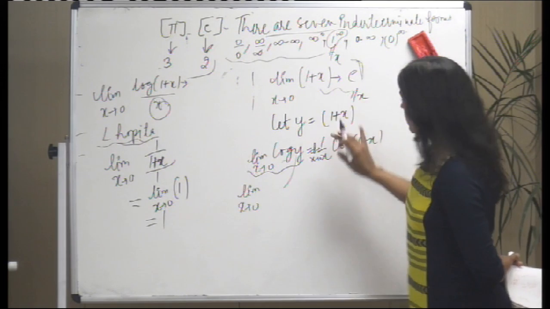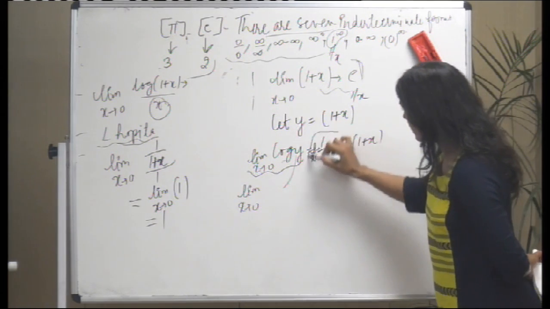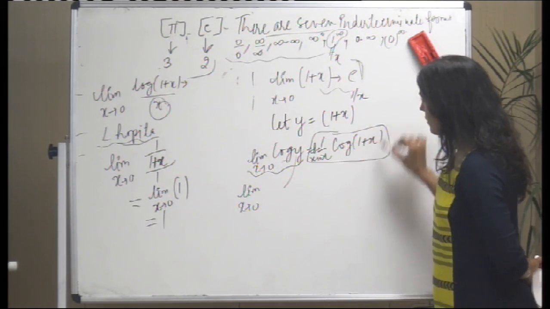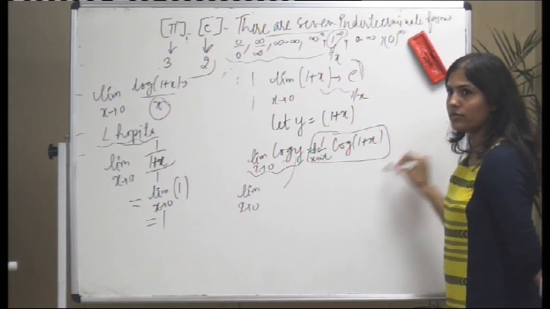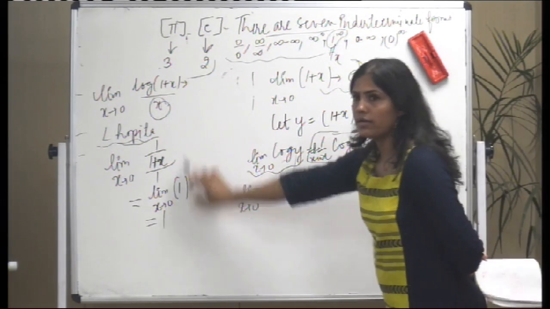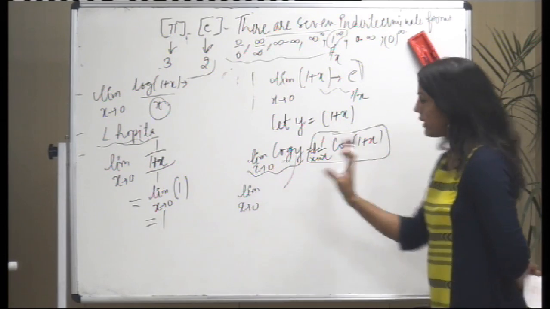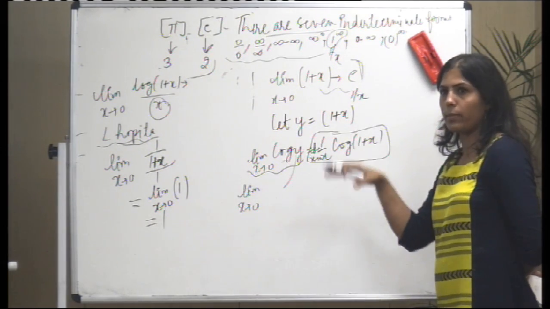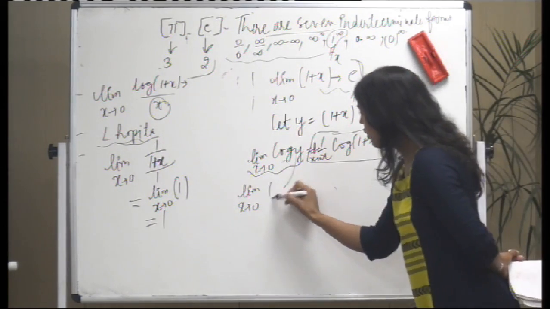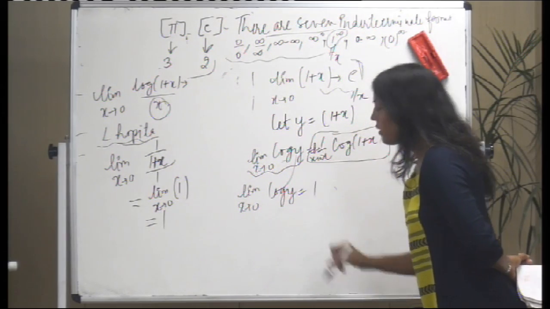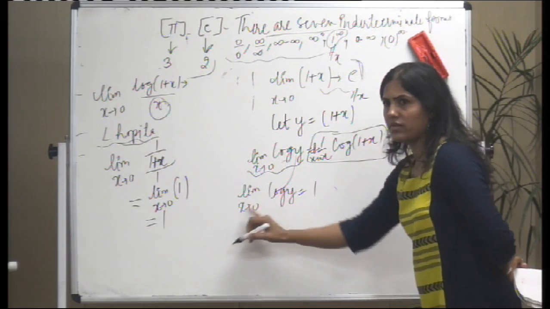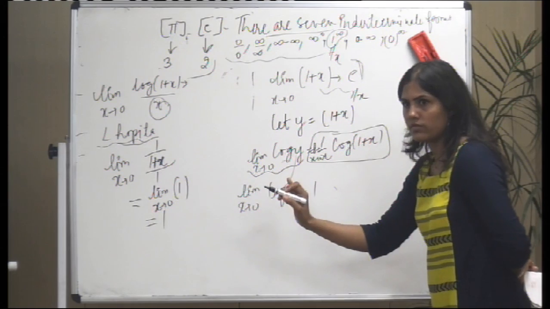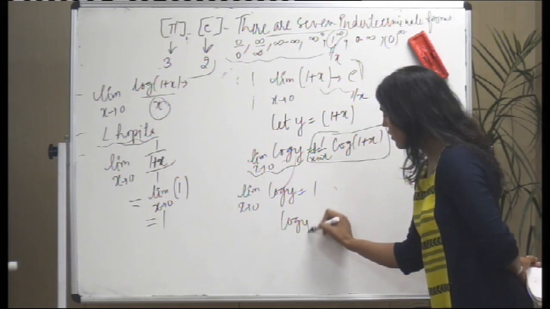Now just tell me, I recently checked this value. It is 1, right? We have already checked. Again it is 0 by 0. We will apply L'Hopital and we will get the value. So the limit of log y is 1. Here there is no x, so there is no point, I can remove this limit now. So log y is 1.